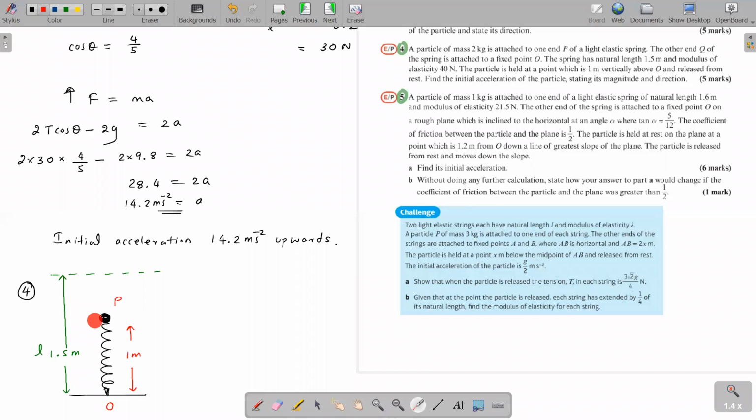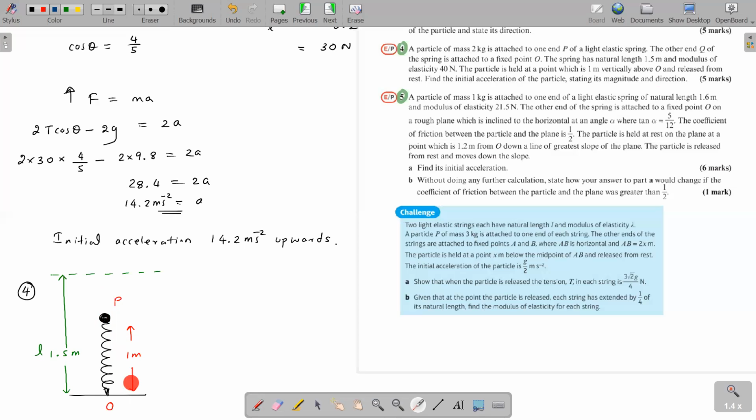Now the thing over here is, there's a vertically above O and the particle is released from that. Find the initial acceleration of the particle stating its magnitude and direction. So over here, what are the forces that we need to consider? Normally, when you have a weight on top of the spring, we expect, due to the weight, there has to be some sort of compression inside. So we really don't need to find that compression. You could find it, but it's actually not required over here.